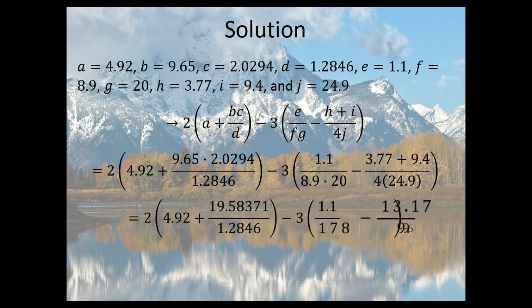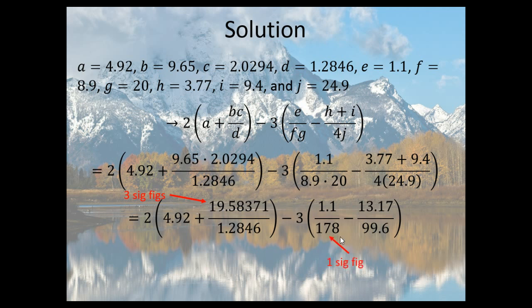So when we do that, what we have is the following calculations, but here's what we need to keep in mind. This 19.58371, etc., is only good to 3 sig figs, because this 9.65 times 2.0294, well, 9.65 has 3, 2.0294 has 5, so the result of this multiplication problem, where you count sig figs, is only good to 3 significant figures because of the 9.65.